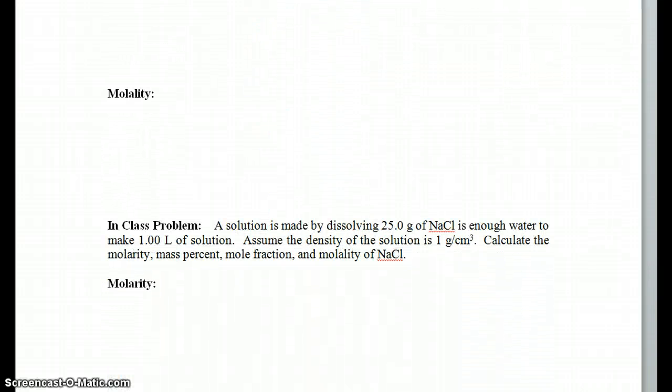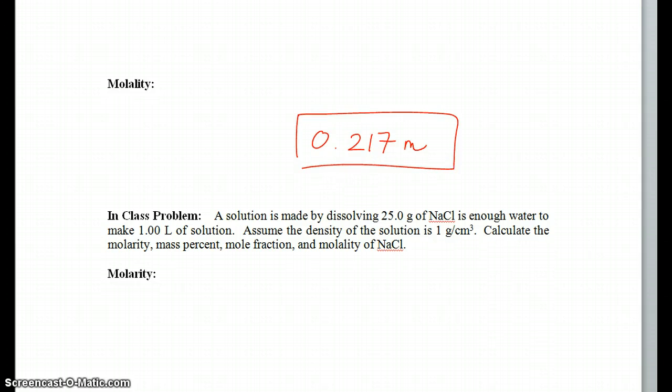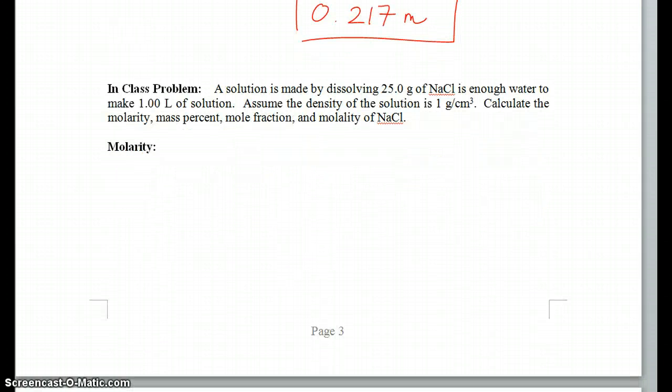Okay, and then finally molality should be 0.217, and we use little m as the unit for molality. Okay. Alright, so there's another problem where you'll have to find all four of these things, and this is good practice because you'll have a quiz that's just over finding these ways of calculating concentration. Okay, so go ahead and pause the screencast and find the answer for the next question.